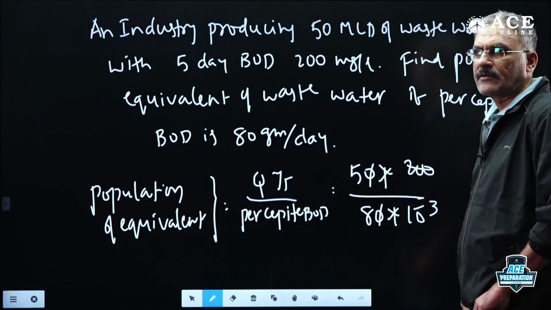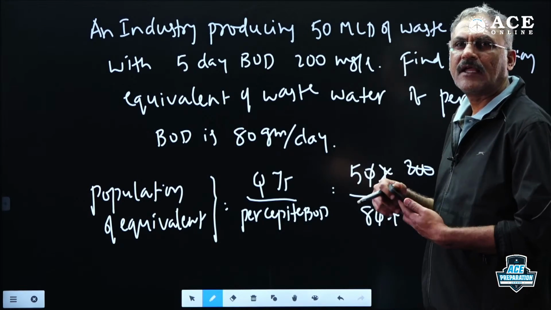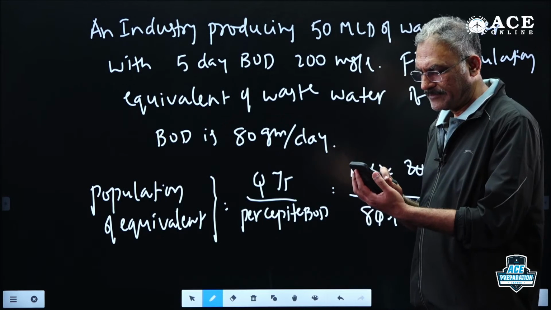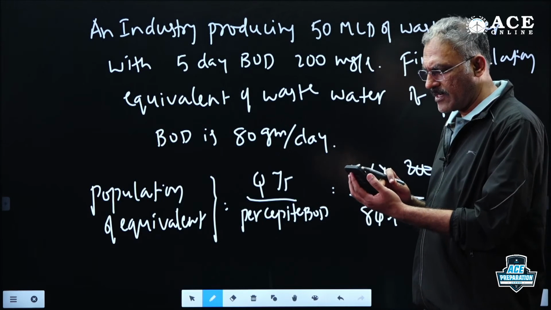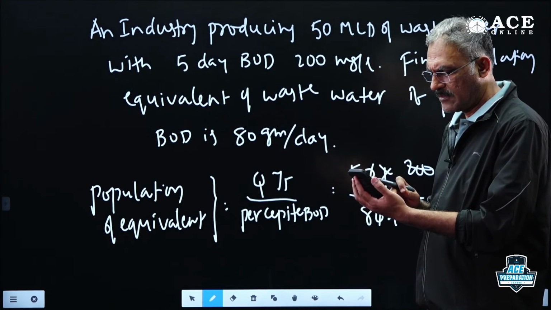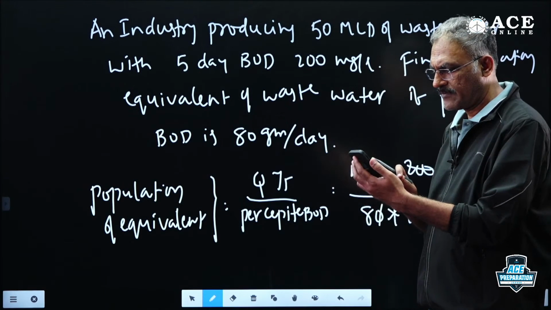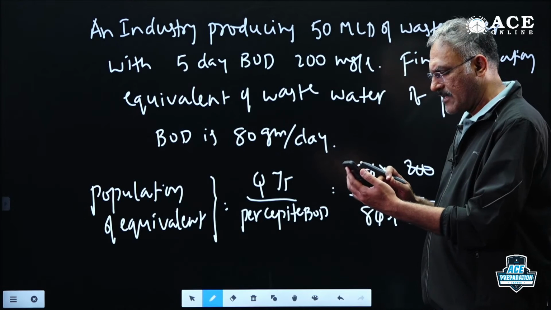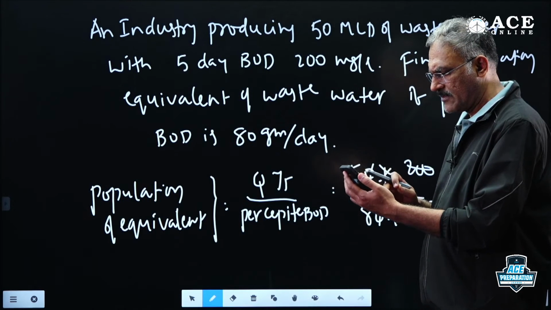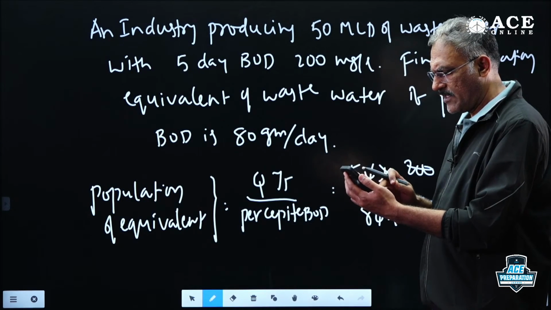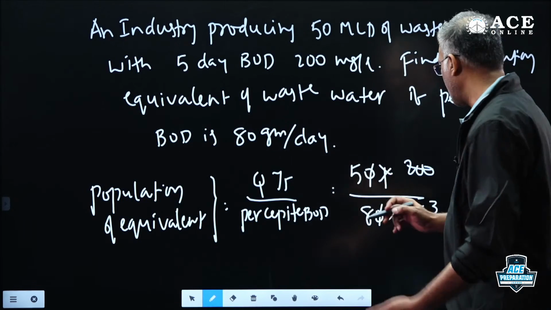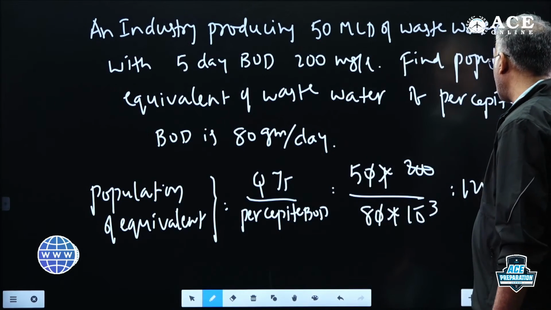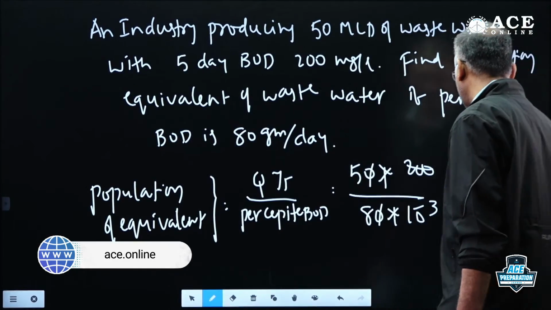You can use a calculator. Calculator is allowed in the GATE exam. Don't waste your time. So it is 50 into 200, also using the calculator only, by 80 into 1000. So his waste is equivalent to 1,25,000 people's waste. That is how we work out.